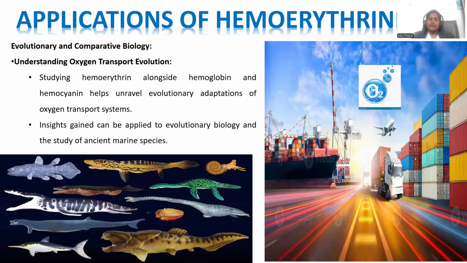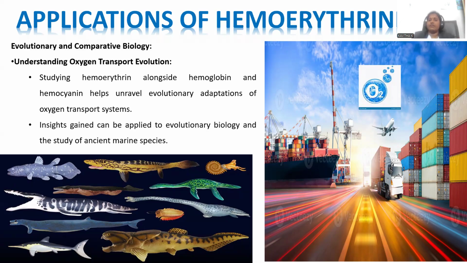If you want to extend the applicability of hemerythrin: evolutionary and comparative biology, understanding the oxygen transporting evolution. So, oxygen transporting evolution means some organisms simply transport the oxygen in general. If you go with any other organism, then the extent of oxygen transportation is somewhat specific, somewhat distinctive, somewhat regulated manner. This is called what?